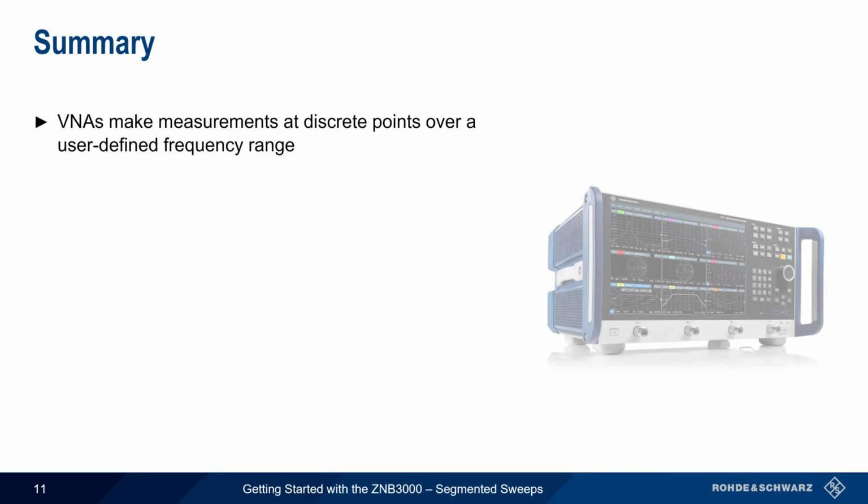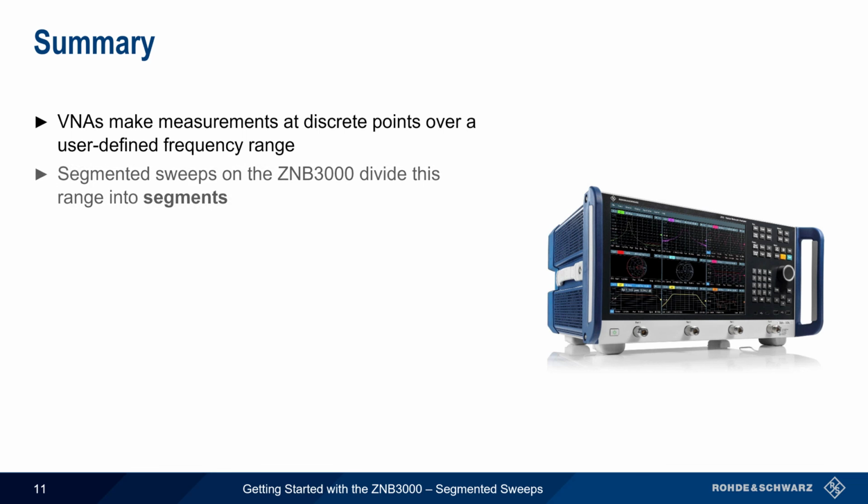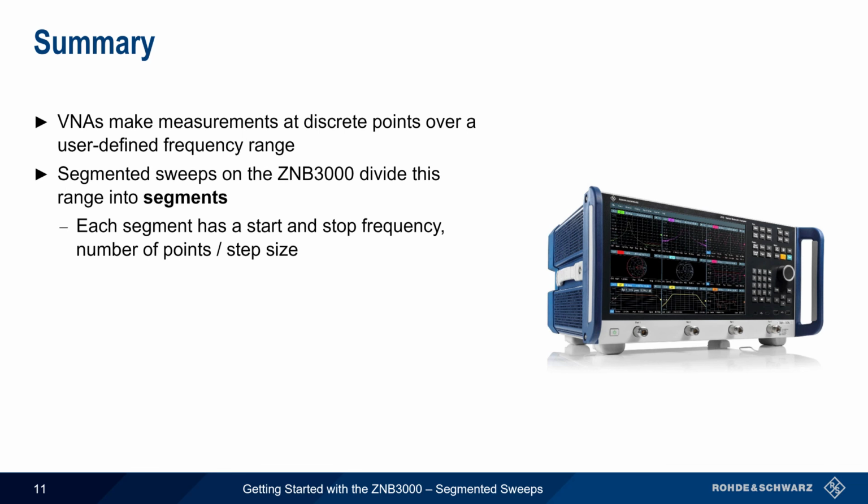Let's end with a brief summary. Vector network analyzers generally make measurements at discrete points consecutively over a user-defined frequency range. On the ZNB3000, this range can be divided into segments, each with its own start and stop frequencies and number of points or step size. In addition, the IF bandwidth, power, etc. can also be set individually for each segment.